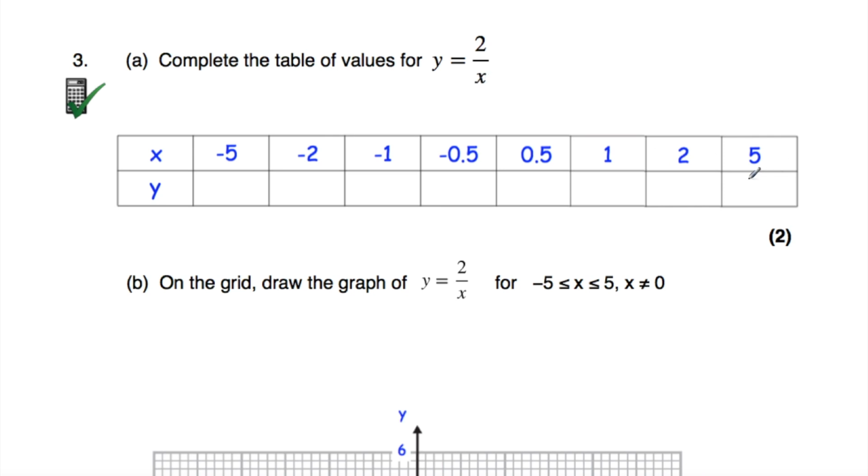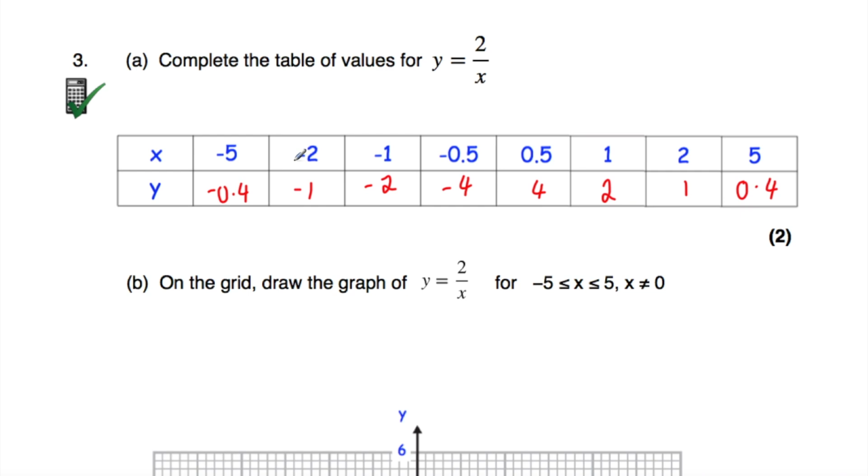So 2 divided by 5 is 0.4. 2 divided by 2 is equal to 1. 2 divided by 1 is equal to 2. 2 divided by 0.5 would be equal to 4. 2 divided by negative 0.5 is equal to negative 4. 2 divided by negative 1 is equal to negative 2. 2 divided by negative 2 is equal to negative 1. And finally, 2 divided by negative 5 is equal to negative 0.4.